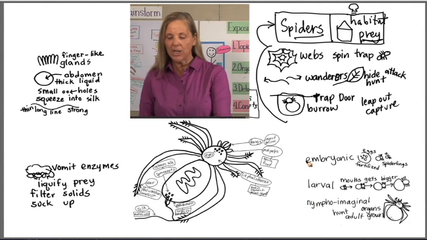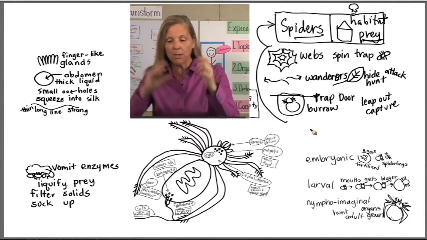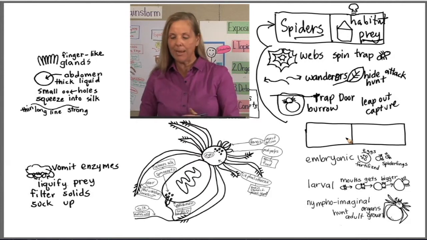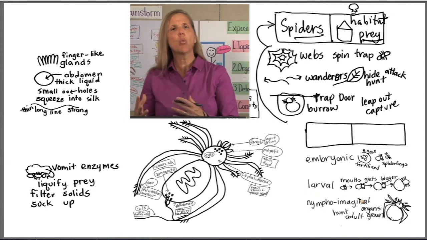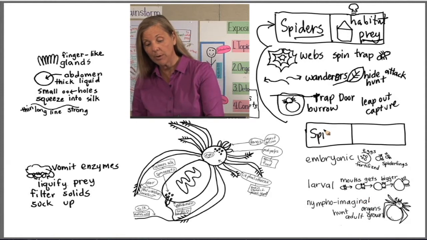Here we have our information: embryonic, larval, nympho-imaginal. I think we have all kinds of information here. Let's box the big idea. Who or what is this information about? When we're talking about the embryonic, the larval stage, the nympho-imaginal stage, who or what is that all about? Oh, it's about spiders. So again, I'm going to write spiders.